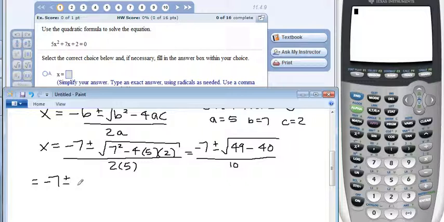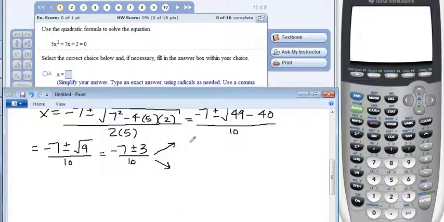All right, what do we have here? We have 49 minus 40, which is 9. All right, now we have the square root of 9, which is 3. Now here, we could say there's no more simplifying that we can do as it is. So now what we do is we split it off into two different equations. Okay, we're going to take the positive and negative values of 3. So one of them is we have a negative 7 plus 3 over 10. And the other one is the negative value of 3, negative 7 minus 3 over 10.